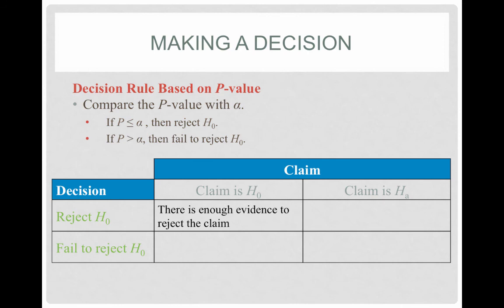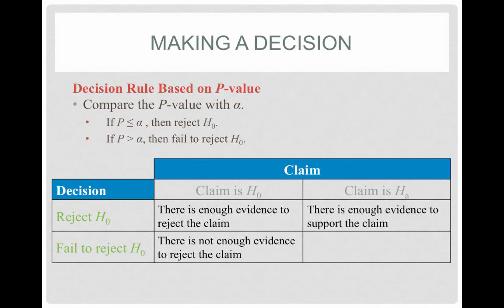If you reject H naught, there's enough evidence to reject the claim, if the claim is H naught. If the claim is the null hypothesis and you fail to reject H naught, there is not enough evidence to reject the claim. If the claim is the alternative and you reject H naught, there's enough evidence to support the claim. And lastly, if the claim is the alternative and you fail to reject H naught, there is not enough evidence to support the claim.